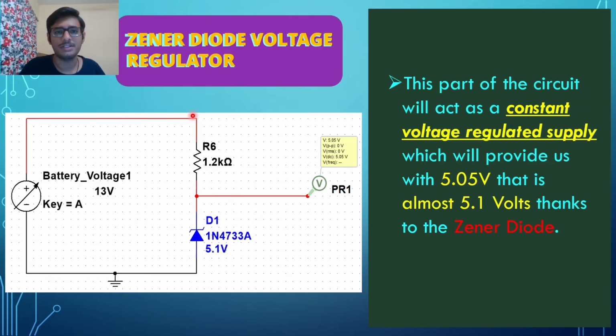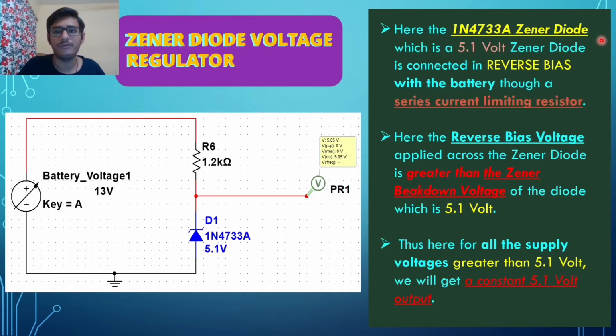The first part of the circuit is the Zener diode voltage regulator. This part of the circuit will act as a constant voltage regulated power supply which will provide us with 5.05 volts, that is almost 5.1 volts, thanks to this Zener diode, the 1N4733A. Here the 1N4733A Zener diode, which is a 5.1 volt Zener diode, is connected in reverse bias with the battery through a series current limiting resistor of 1.2 kilo ohms. Here, the reverse bias voltage applied across the Zener diode is greater than the Zener breakdown voltage of this diode, which is 5.1 volts. Thus, for all supply voltages greater than 5.1 volts, we will get a constant 5.1 volt output at this node, which can be seen here.